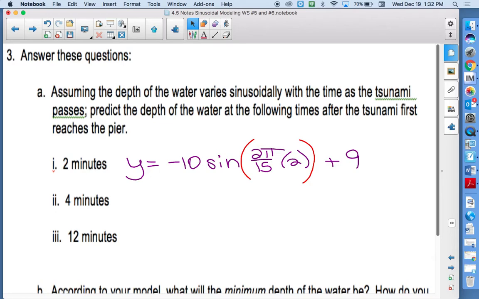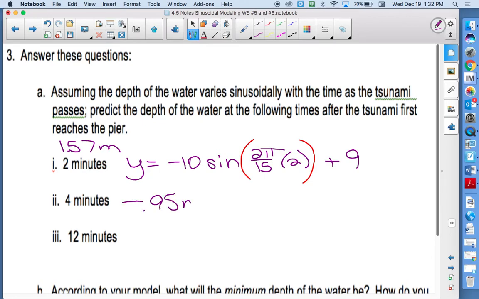I believe. No, 1.57. So the first one should be 1.57 meters. And then at 4 minutes, it's under sea level at negative 0.95 meters. And then at 12 minutes, it would be at 18.51 meters. Just a little less than its top, its max.